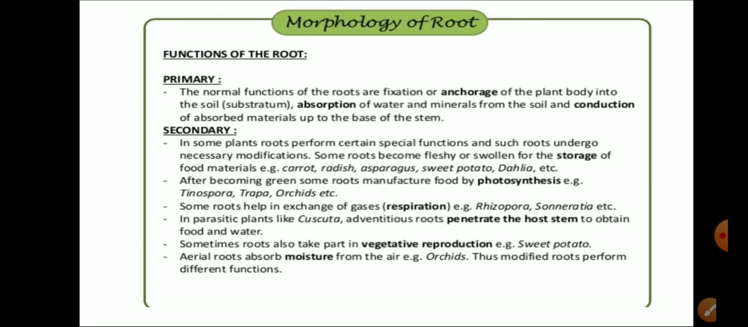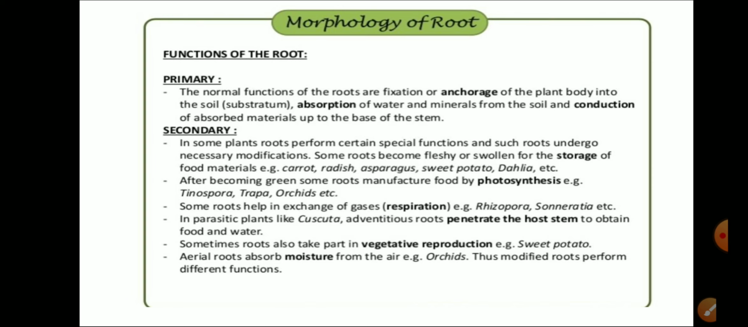Some roots help in exchange of gases, like pneumatophores in Rhizophora. In some parasitic plants like Cuscuta, adventitious roots penetrate into the host stem to obtain food and water. Sometimes roots also take part in vegetative reproduction, like sweet potato. There are also aerial roots which perform different types of functions.